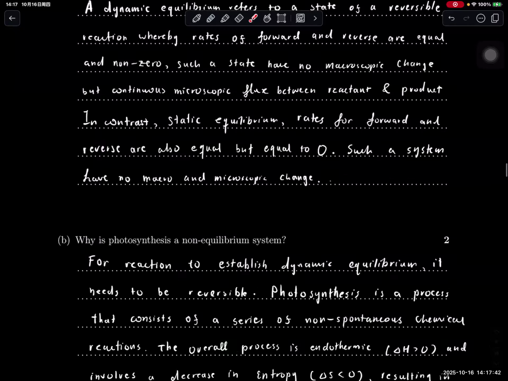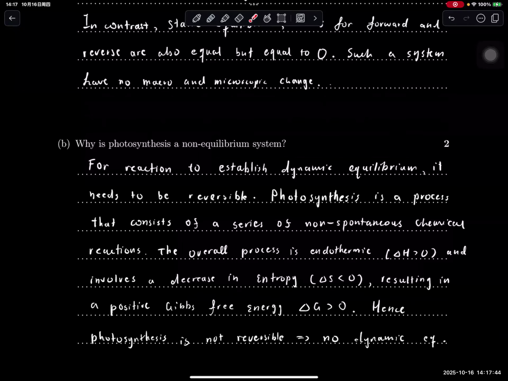Part B is photosynthesis being a non-equilibrium system. For this question, you have to say how photosynthesis is extremely non-spontaneous, and it is made spontaneous based on a bunch of biological processes. So it's not reversible, and it cannot form a dynamic equilibrium. Therefore, it's a non-equilibrium system. It's quite trivial. Make sure you understand it.